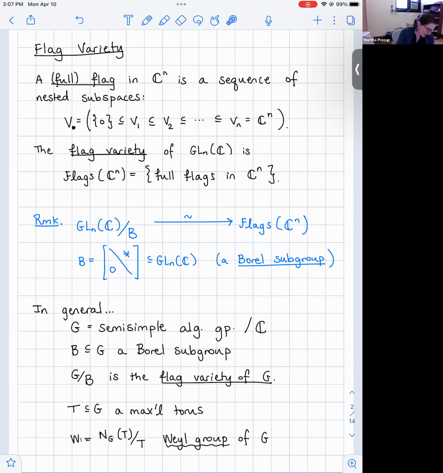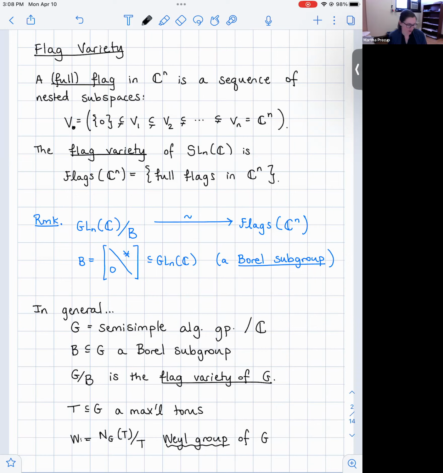So a full flag in an n-dimensional vector space is just a sequence of nested subspaces. I guess I could have been a little more careful and made these properly nested subspaces, so each time I'm increasing by 1 in dimension. So I have exactly n of these subspaces, and I start with a 0-dimensional and then contain it in a 1-dimensional, 2-dimensional, until I recover my entire vector space. And the flag variety of GLn, although for my talk today I'm really going to be doing the SLn case, is the set of all full flags in C^n.